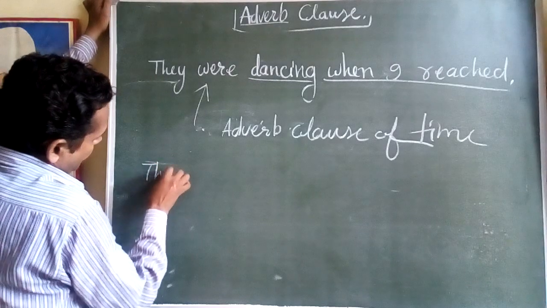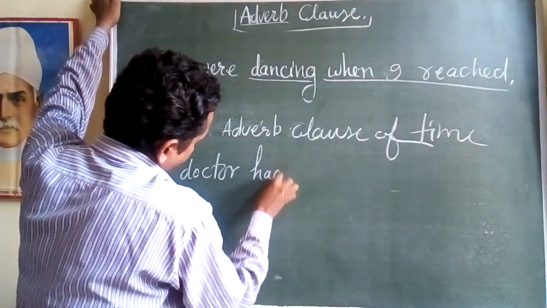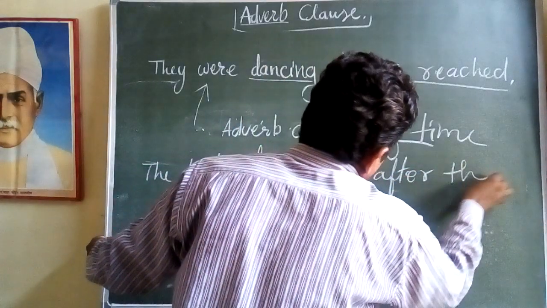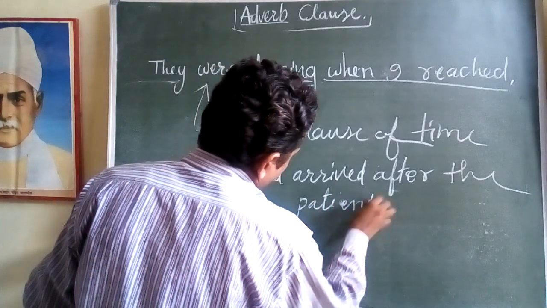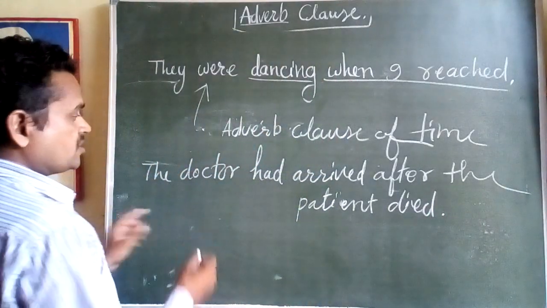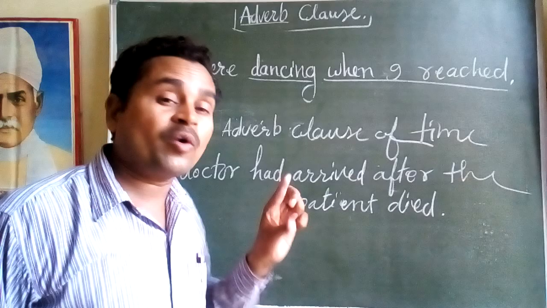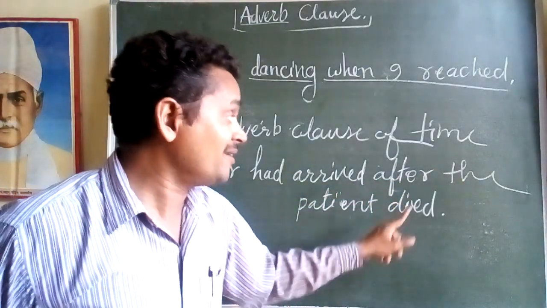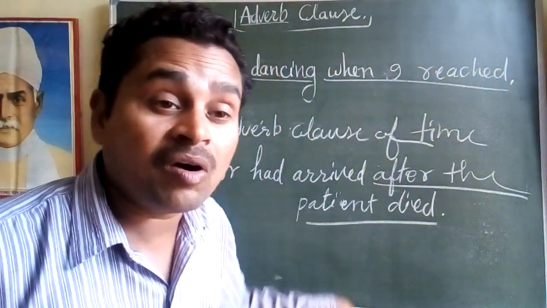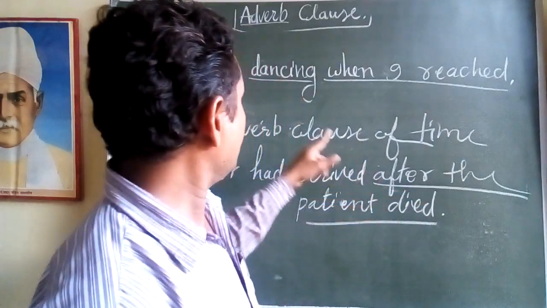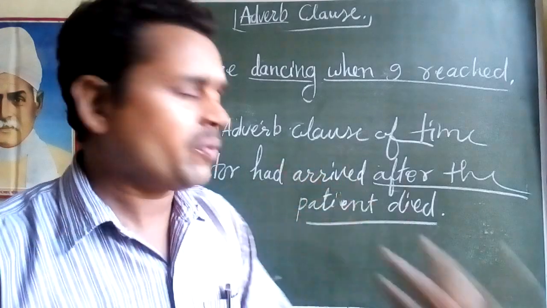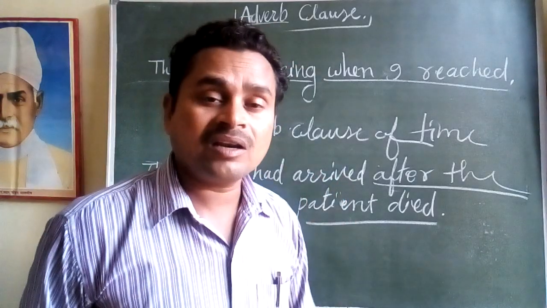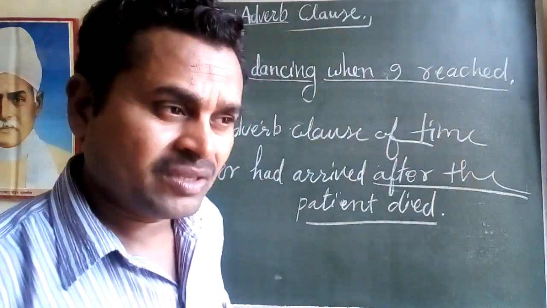You see, the doctor had arrived after the patient died. So you can say this example is also showing time. Why? The doctor had arrived, this is the main principal clause, or main clause, after the patient died. This is an adverb clause, because the whole sentence is explaining or describing or qualifying arrived. This is a verb. So this is called adverb clause. Well, clear concept? If you have any problem, I will try.